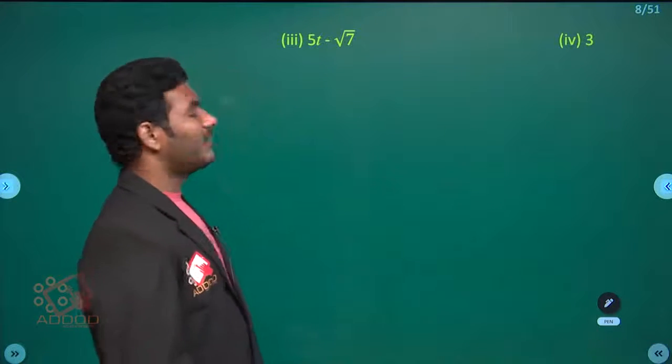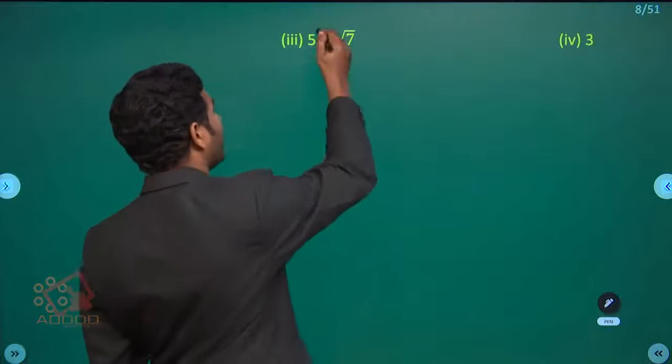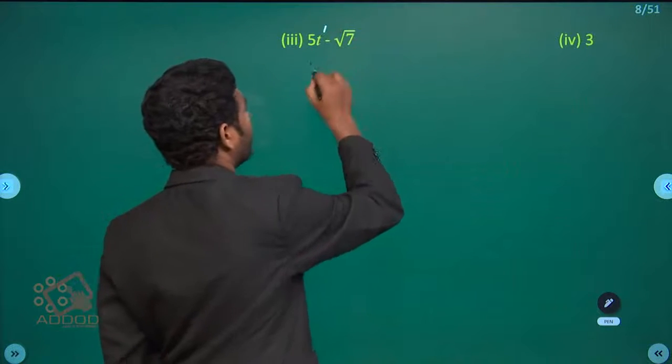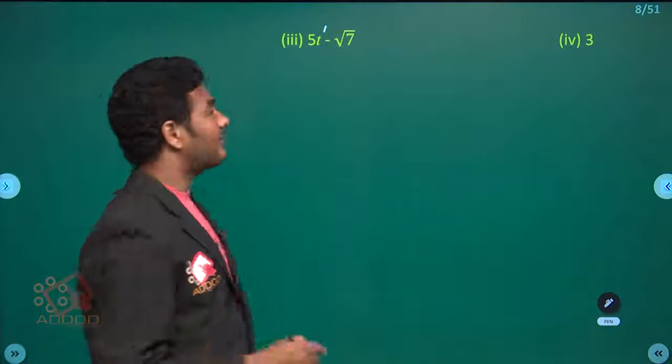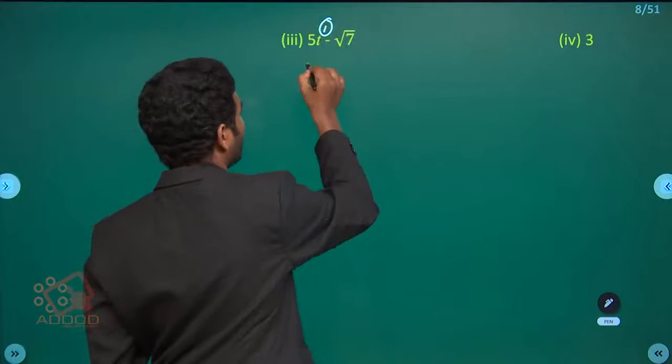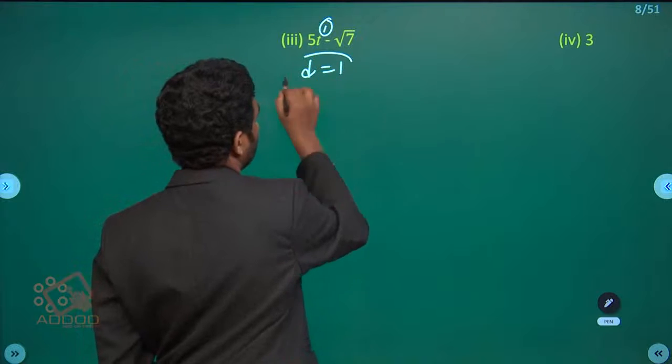Next, what is the degree of this polynomial? Here 5t power 1 is there, minus root 7 is there. So t power 1 is there, na? So the maximum power of the variable is only 1. So here degree is equal to 1 only.